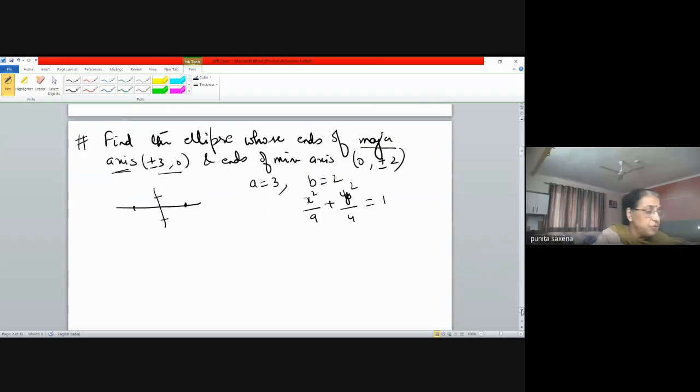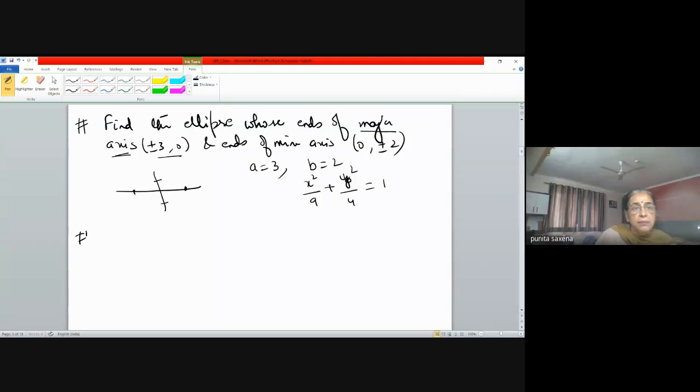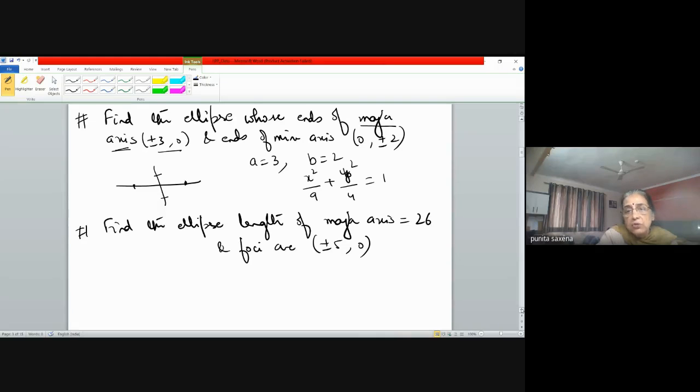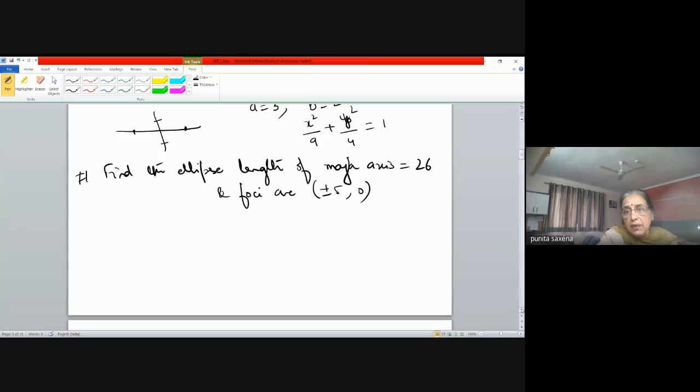But say supposing we have to find the ellipse whose length of major axis is 26 and foci are plus minus 5, 0. ठीक है? अब ये हमें निकालना है कि हमें length of major axis दिया हुआ है और दोनों foci के हमें coordinates दिए हुए हैं, right?